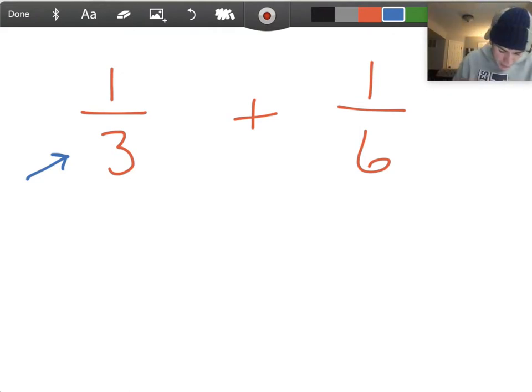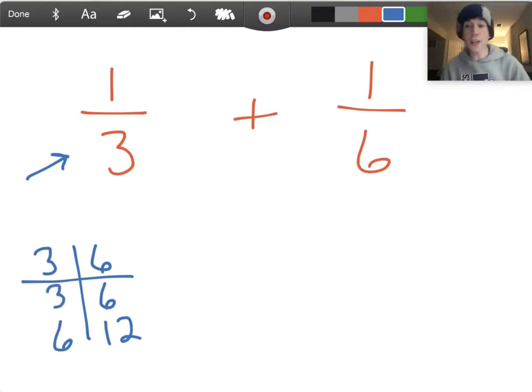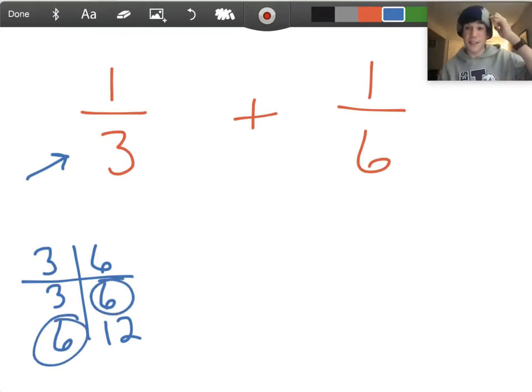Now, one strategy we can use to do this is we can look at our two denominators, and we're looking for something called the least common multiple. That means what is the multiple that is the smallest that these two numbers have in common. Now, remember when we're thinking of multiples, we're just thinking of counting by that number. So 3, 6, and we're looking for a multiple that's the same. So in this case, I find that 6 is going to be that multiple.